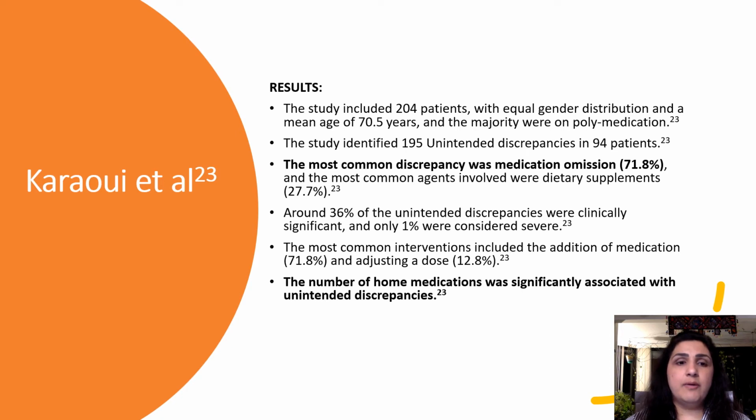And then we found that around 36% of unintended discrepancies were clinically significant, and only one was considered severe. The most common interventions included the addition of medications and adjusting doses. And then we also found that the number of home medications was significantly associated with unintended discrepancies. So again, this is highlighted here because it was found true in our clinical vignette, where the patient's home antihypertensive medications were not started inside the hospital.